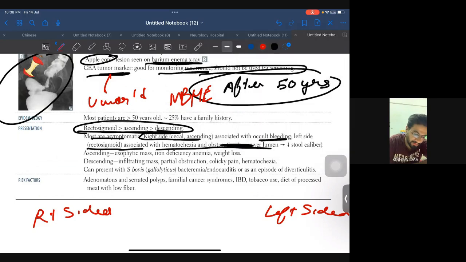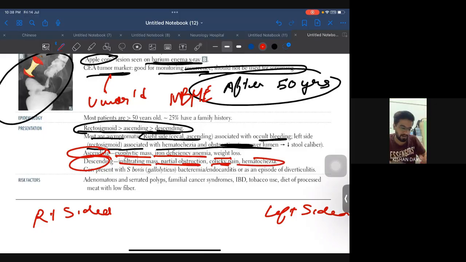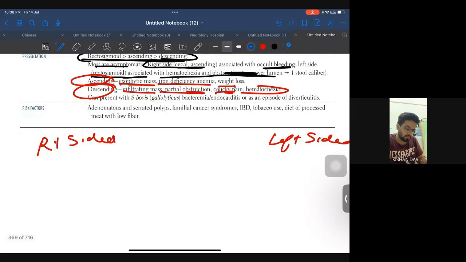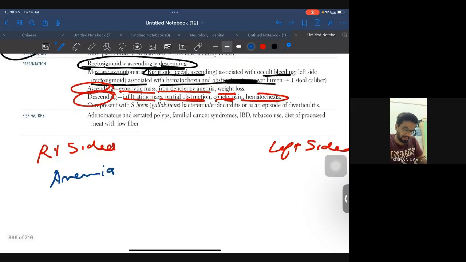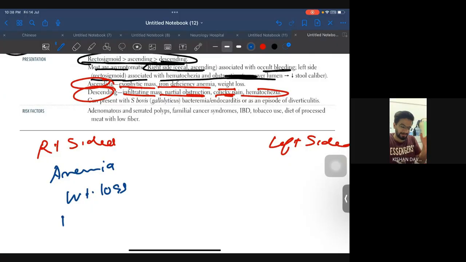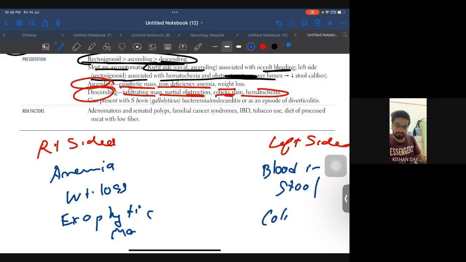Let's see another condition: ascending and descending. If it is right-sided, there is going to be an exophytic mass, iron deficiency anemia, and weight loss. But if it is left-sided, there will be an infiltrating mass, partial obstruction, colicky pain, and hematochezia. In short, if it is right-sided, there will be anemia, weight loss, and an exophytic mass. It won't be infiltrating. Coming to left-sided, there will be blood in stool and colicky pain, no anemia. This is how you will distinguish right and left.